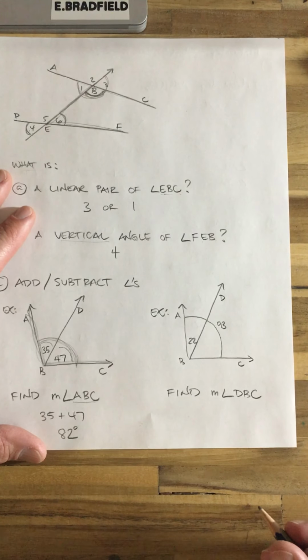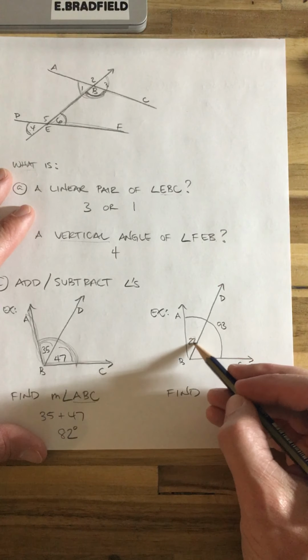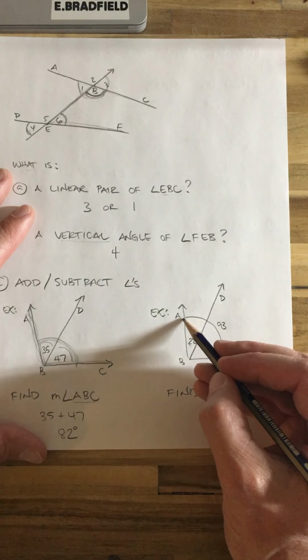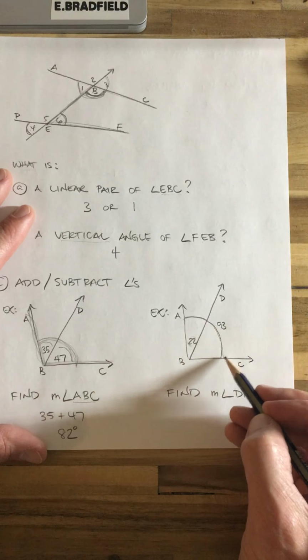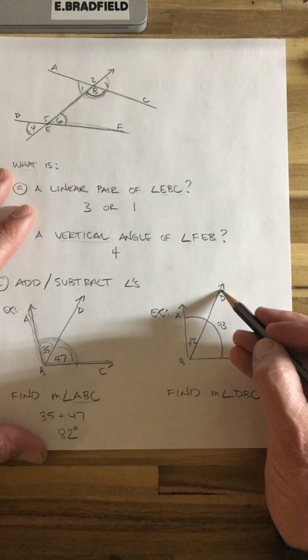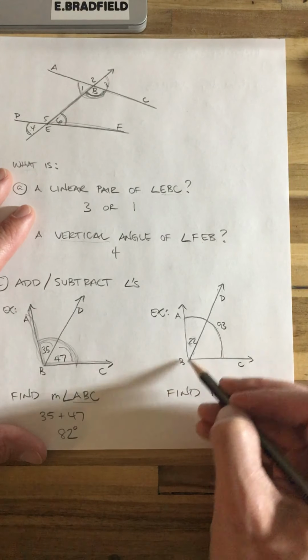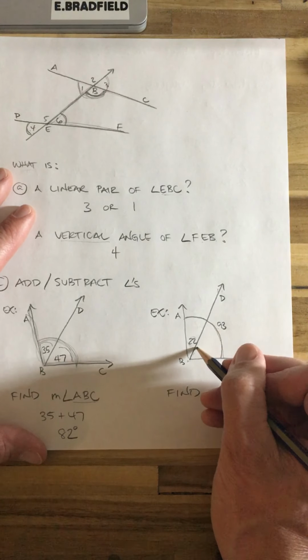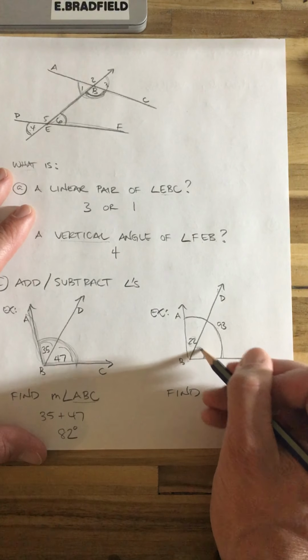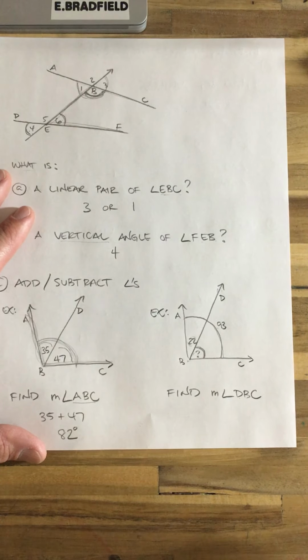All right, so take a look. I gave you that this angle right here is 22. I gave you that the entire angle is 93. I want you to find angle DBC. What angle am I talking about? DBC, that's this angle right here. That's what I'm trying to find. So how do you think we do it?